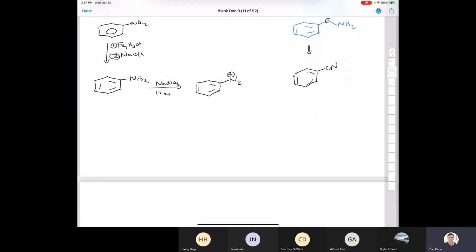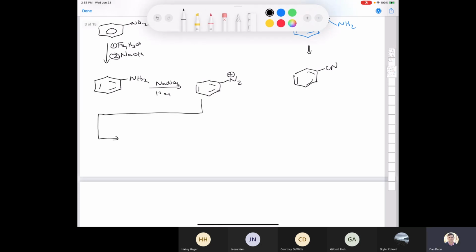So we're going to treat this. Why don't we make kind of a funky arrow here? Go like this. Okay, so I'm going to treat this with copper cyanide, and that's going to give me this compound, benzonitrile. Then I can reduce that using lithium aluminum hydride, but you always have to follow up by treatment with water. And that's going to give me that primary amine that I wanted.